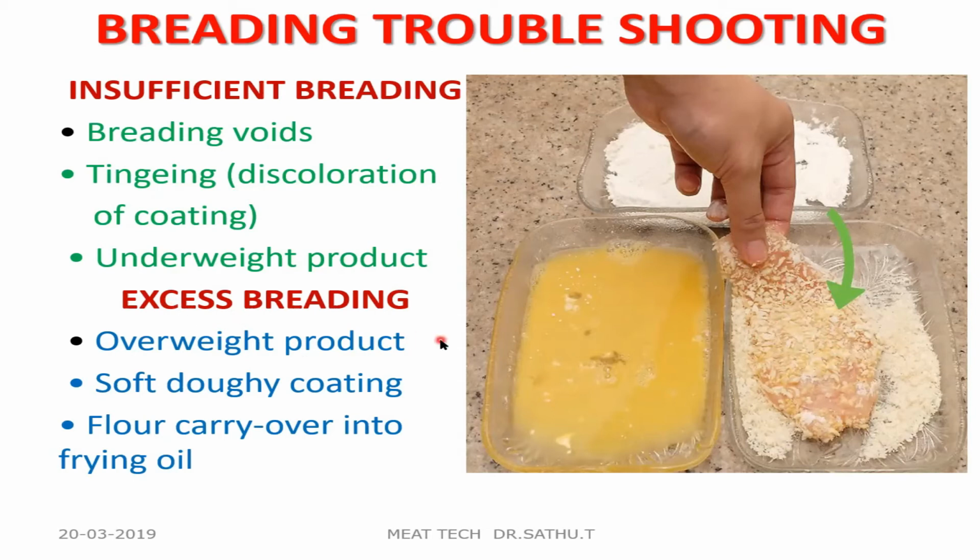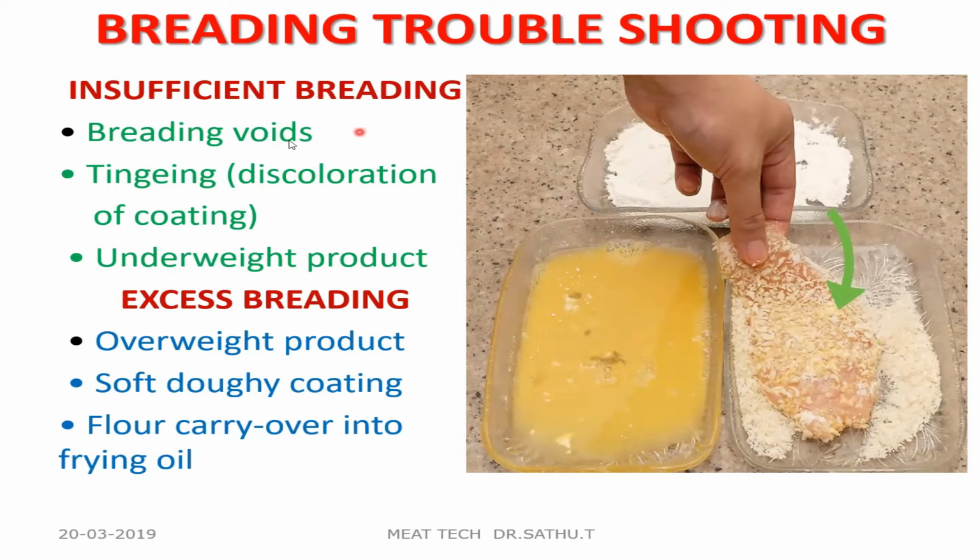The excess breading, what are the problems? Overweight products, we get overweight products. Sometimes we get a soft, doughy coating. That's another problem we can come across. Flour carry over into the frying oil. If there is more of the breading material, this will be passed on to the frying oils, so that will create problems. The oil quality will decrease. The repeated use of oil cannot be done. So these are the problems when you use excess breading.